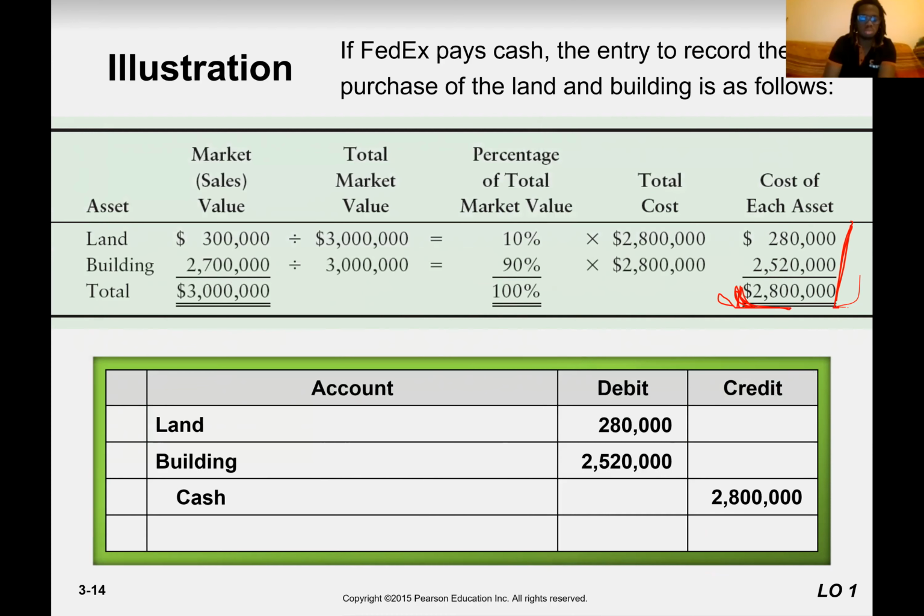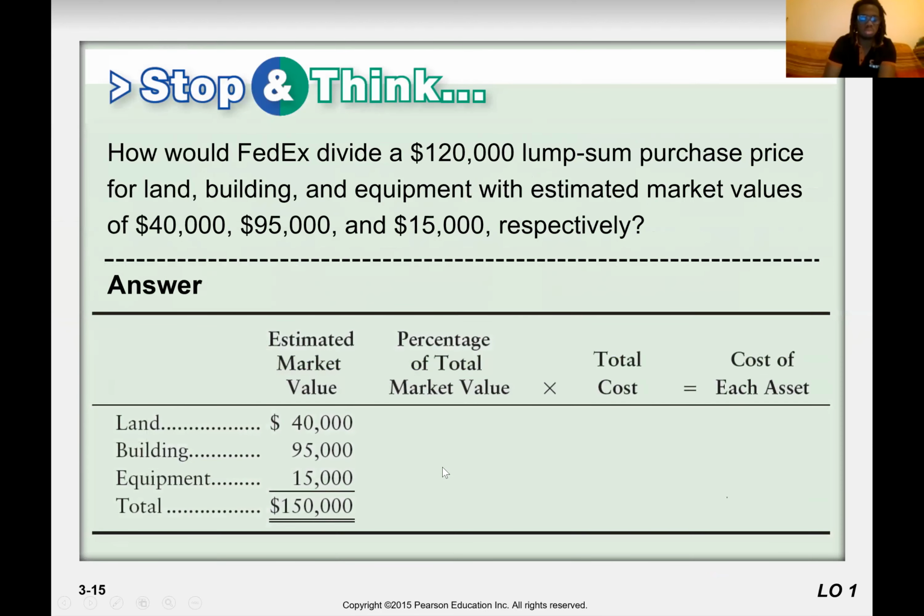Right? So why did we apply pro rata basis or relative sales value? Because we want to know how much of this 2.8 million belongs to land and how much belongs to the building, right? So this is the accounting treatment for combined or basket purchase.